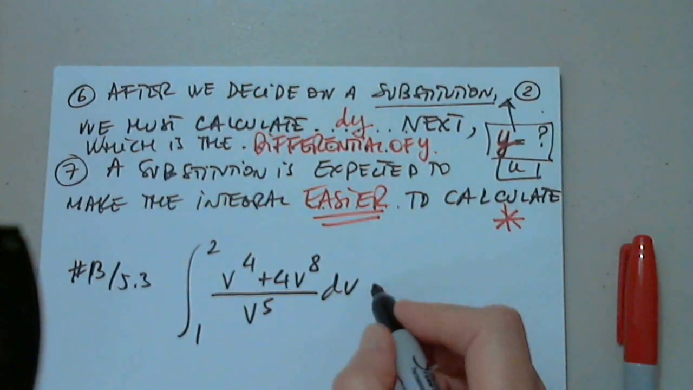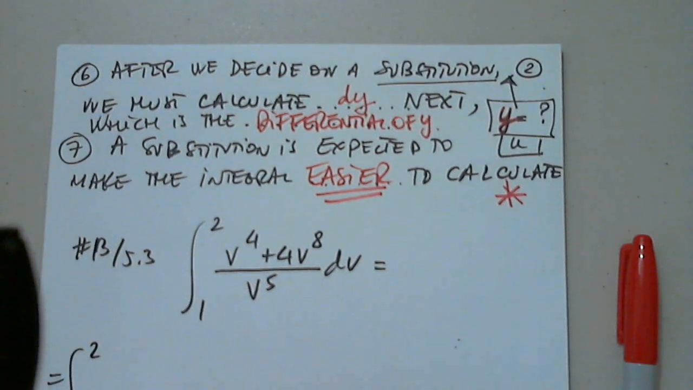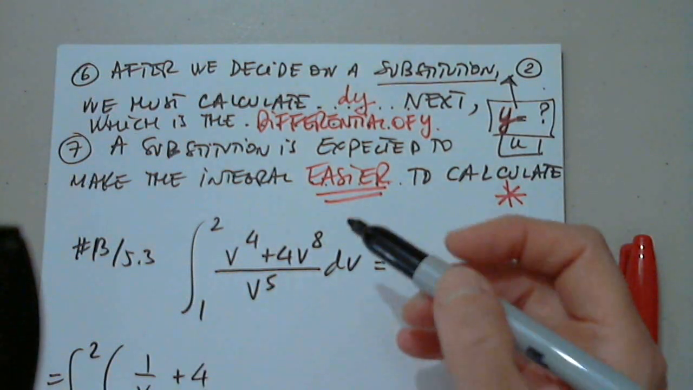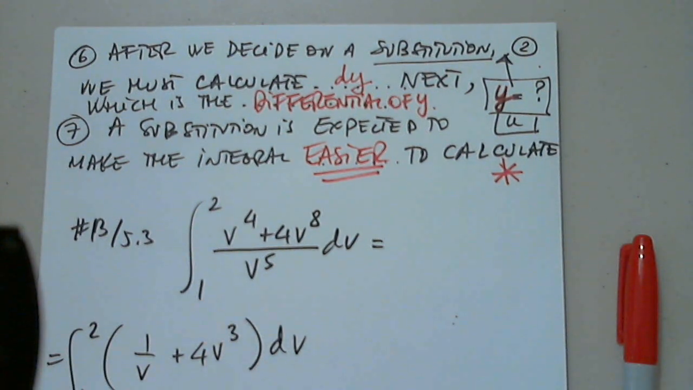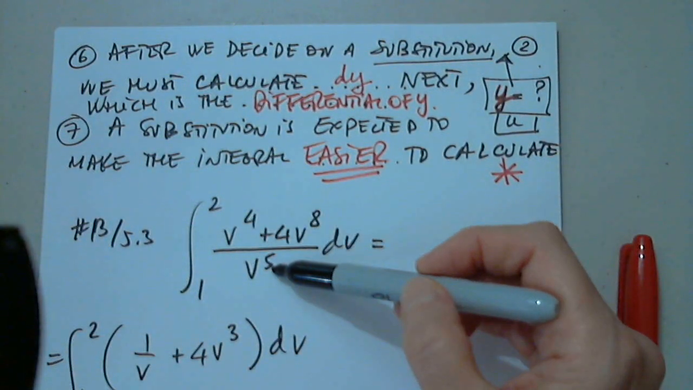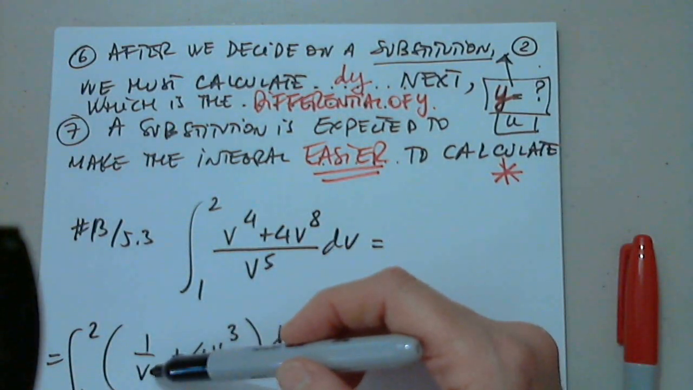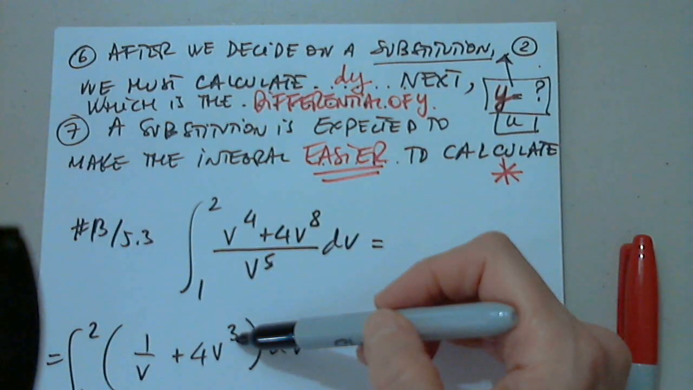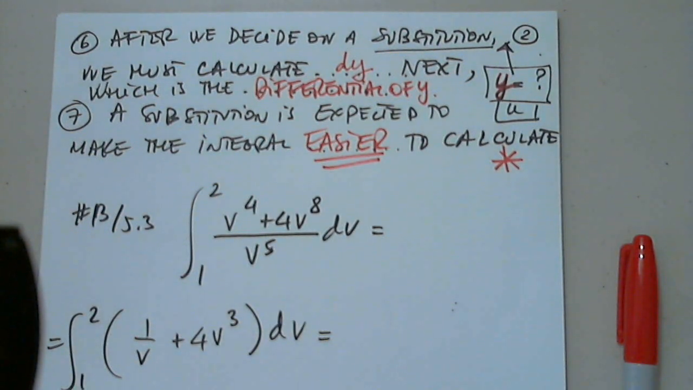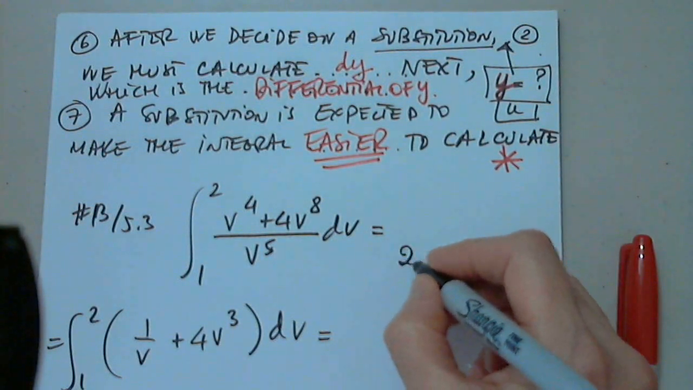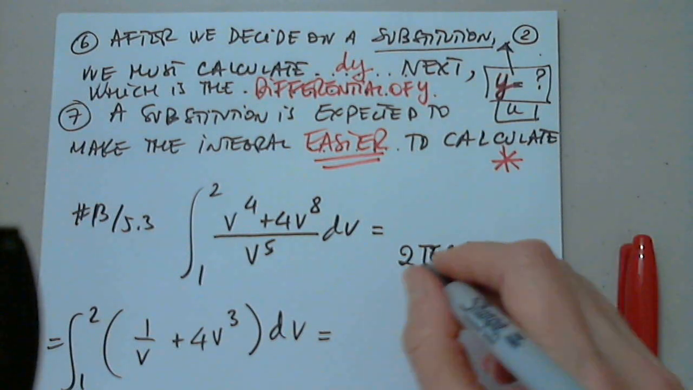So the function can be rewritten as v to the 4th over v to the 5th, which is 1 over v, plus 4 times v to the 8th over v to the 5th, which is v to the 3rd. Copy the base and subtract the exponents. So 4 minus 5 is 1 in the denominator, and 8 minus 5 is 3 in the numerator. At this point, what we looked at so far in this class, and we will not look beyond, we really have two techniques.